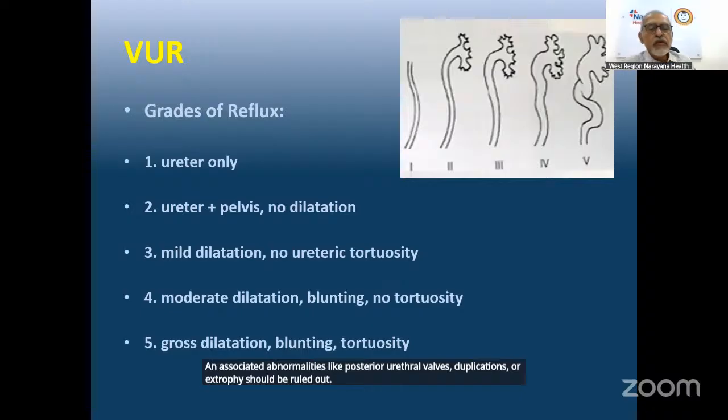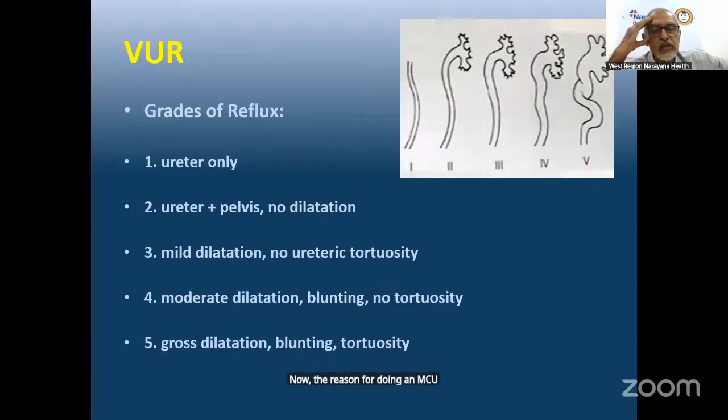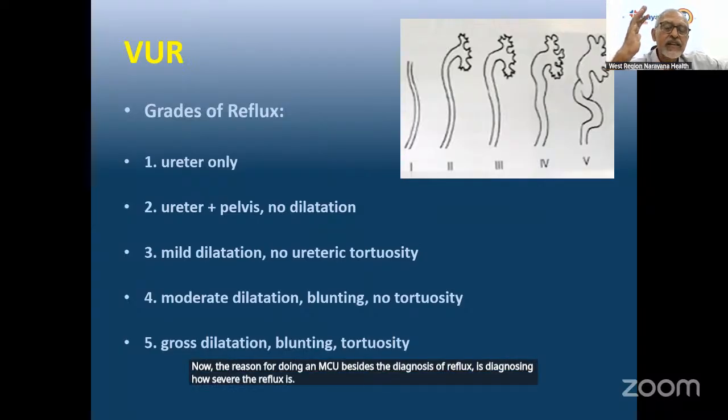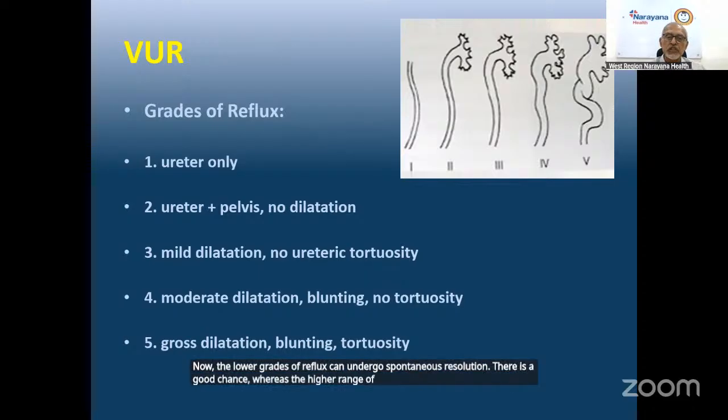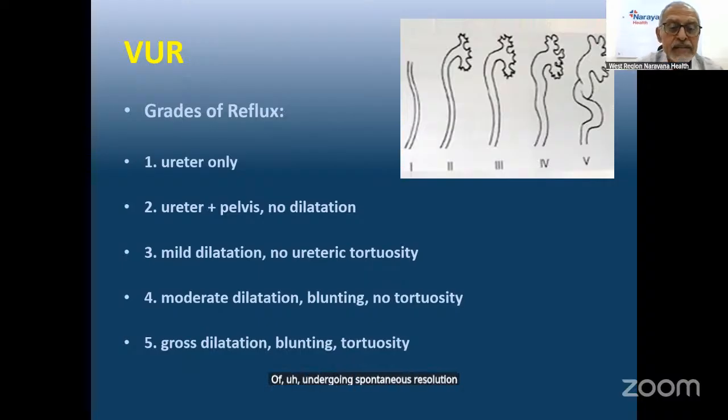Now, the reason for doing an MCU besides the diagnosis of reflux is diagnosing how severe the reflux is. And a reflux is graded in 5 different grades. These grades are important to us because not only can we prognosticate how these refluxes are going to behave, but we can plan our treatment for reflux accordingly. Now, the lower grades of reflux can undergo spontaneous resolution. There is a good chance, whereas the higher grades of reflux have a much smaller chance of undergoing spontaneous resolution and may require some treatment.